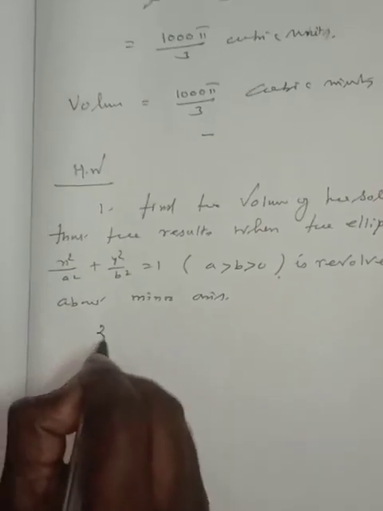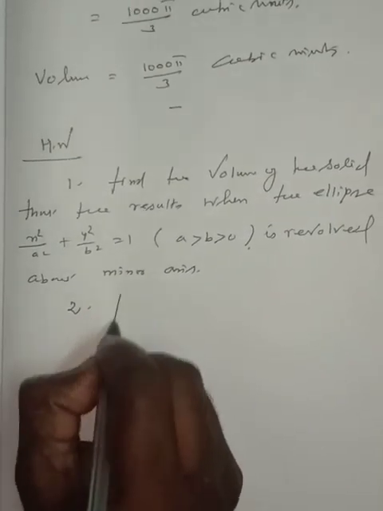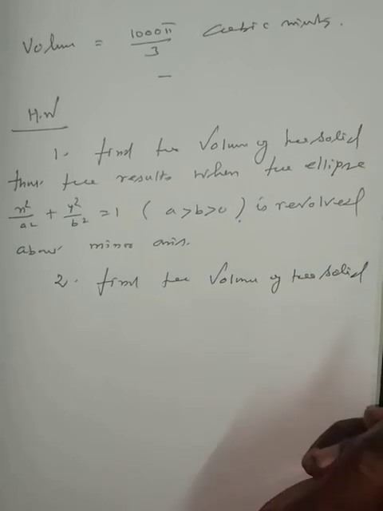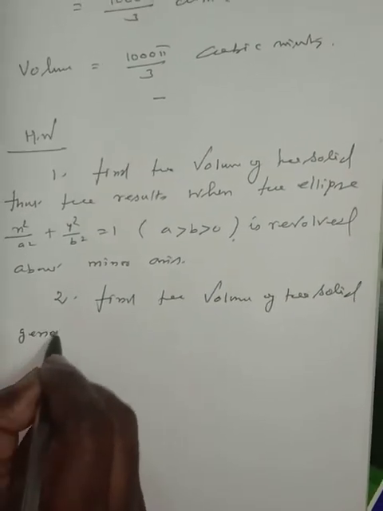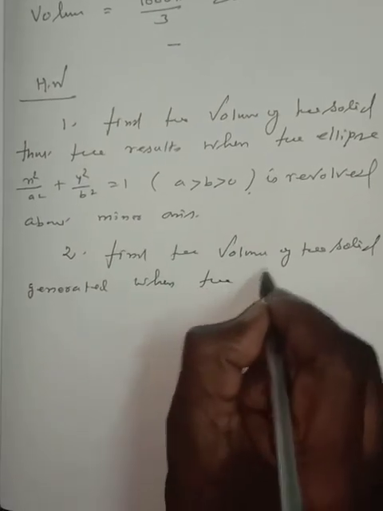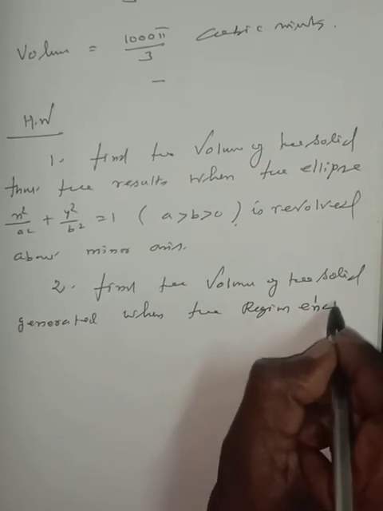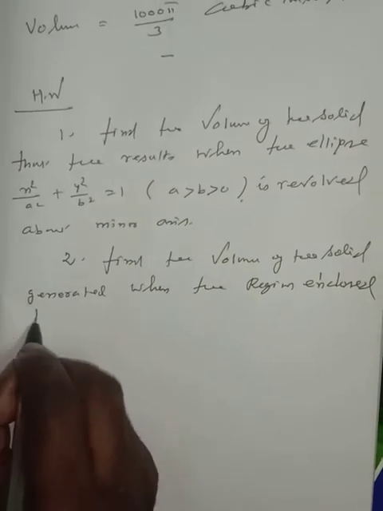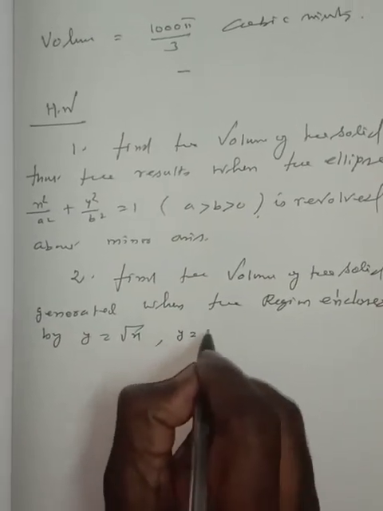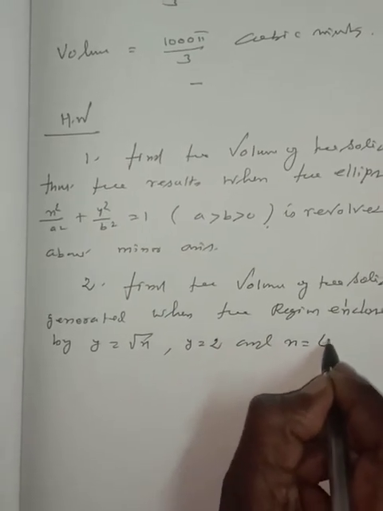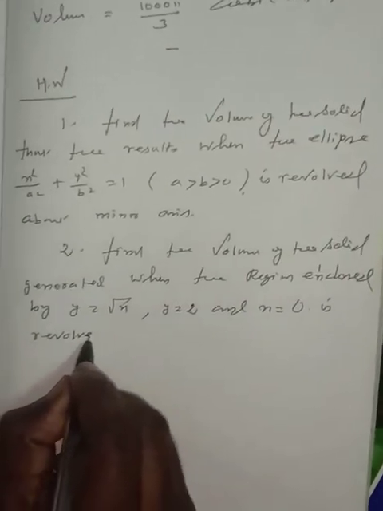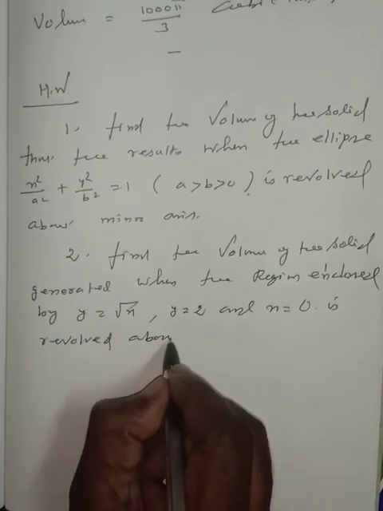Okay. Question number 2. Find the volume of the solid generated when the region enclosed by y is equal to root x, y is equal to 2, and x is equal to 0 is revolved about the y-axis.